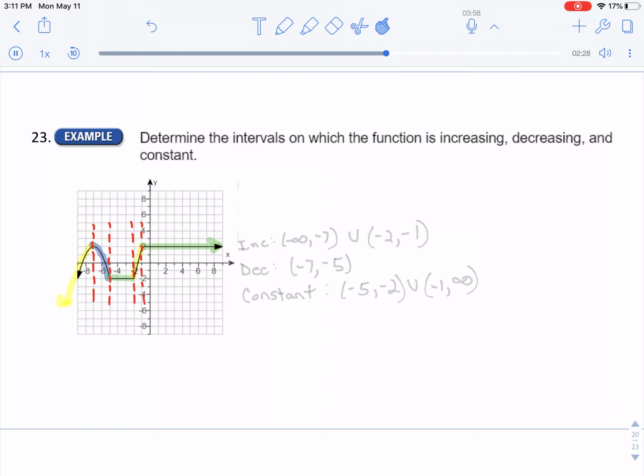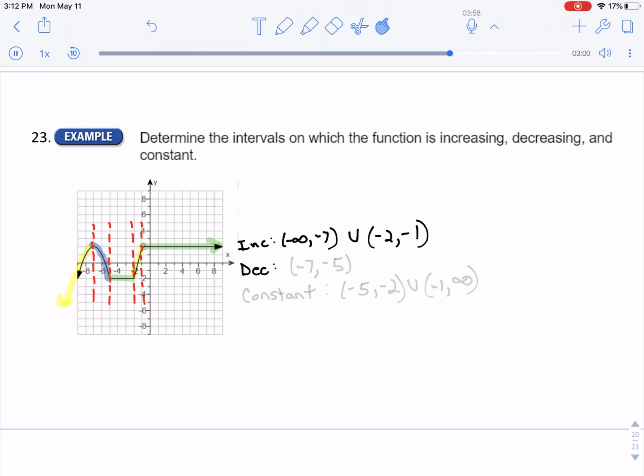So, increasing. The function is increasing from -infinity until the x value, which is -7. And then it starts increasing again, so we say union, the next yellow place starts at x equals -2, and it stops increasing at x equals -1. So there's the increasing.